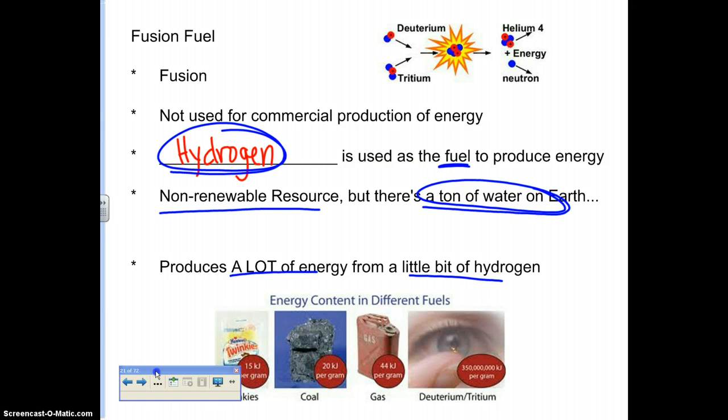Take an example here, some deuterium. Look at how small a piece of deuterium is. You get that much energy in kilojoules per gram. That's huge. Think about a Twinkie. A Twinkie gives you 15 kilojoules per gram. And then look at a piece of deuterium or tritium, which is H2 and H3 respectively. So, nuclear energy, scary, but very, very good.